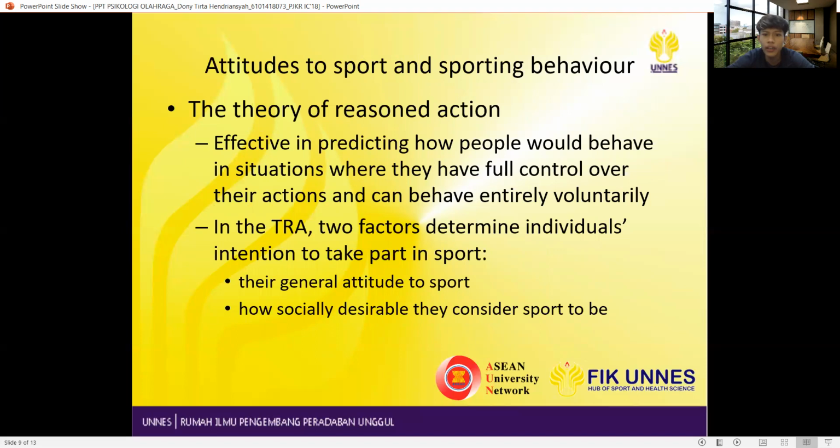The theory of reasoned action is effective in predicting how people would behave in situations where they have full control over their actions and can behave entirely voluntarily. In the TRA, two factors determine the intention to do sport. First, their general attitude to sport, and second, how socially desirable they consider sport to be.